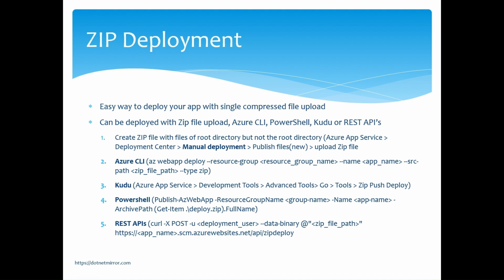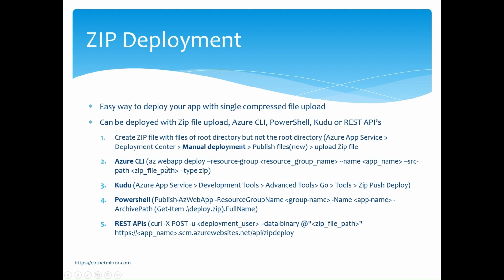When it comes to zip deployment, it is the easiest option to deploy your app. You can just develop your application, zip it, and upload it to App Service. It works seamlessly. There are different ways you can upload the zip file. One is to go to Azure App Service, and in the deployment center, under manual deployment, there's an option called publish files where you can upload a zip file. I will show this option in this video.